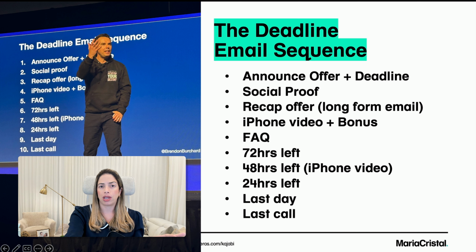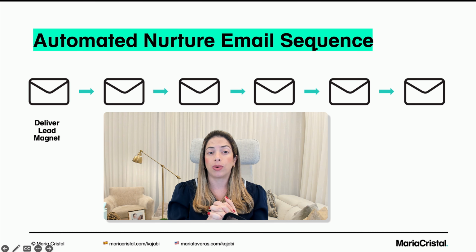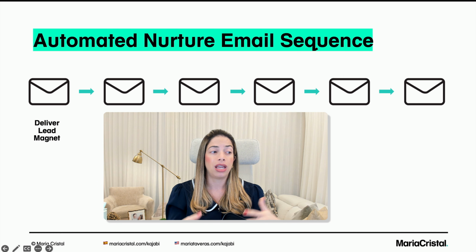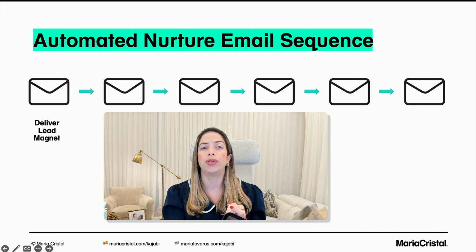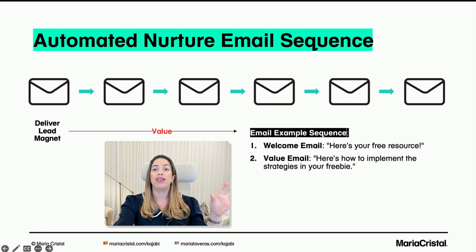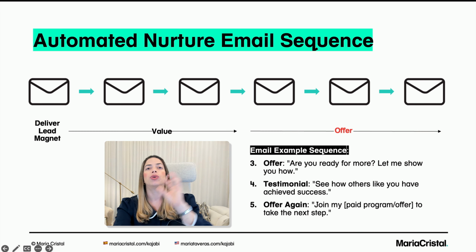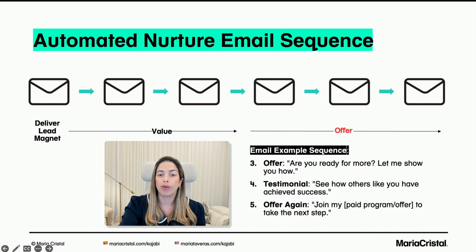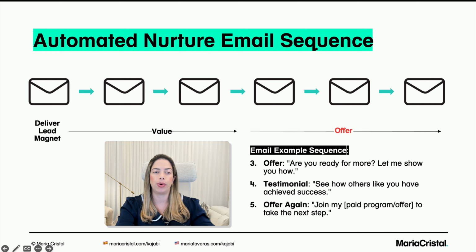Besides that deadline email sequence for product launches, an automated nurture email sequence would usually have 5 to 7 days. If they opt into a lead magnet, go to my training on how to create a lead magnet funnel. You will deliver your lead magnet on day 1. Then the following 2 to 3 days, you will add more value. Here's your free resource. Here's how to implement the strategy. And then you will transition to an offer. Are you ready for more? See how others have achieved success with this. Join my paid program, my offer, my membership, whatever you want.